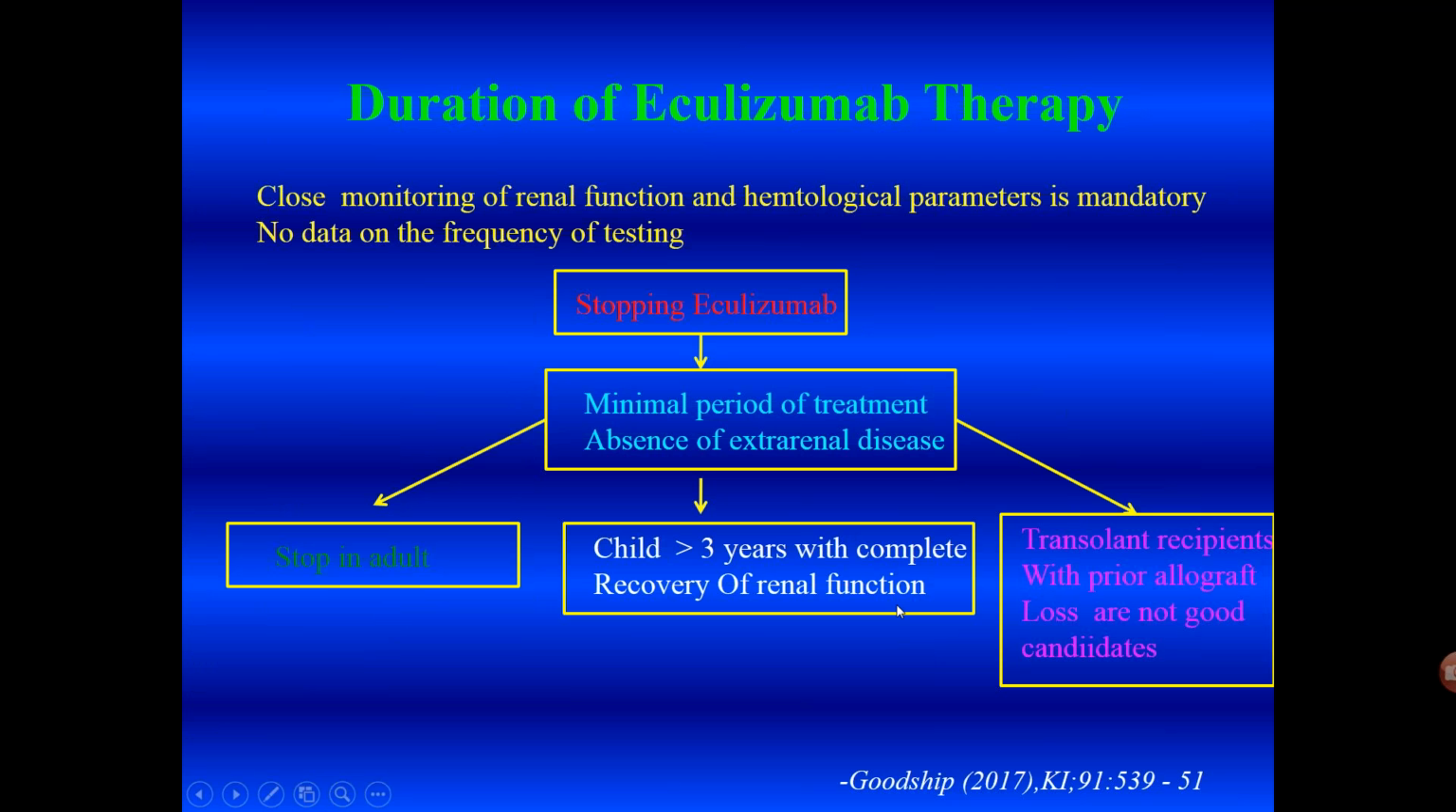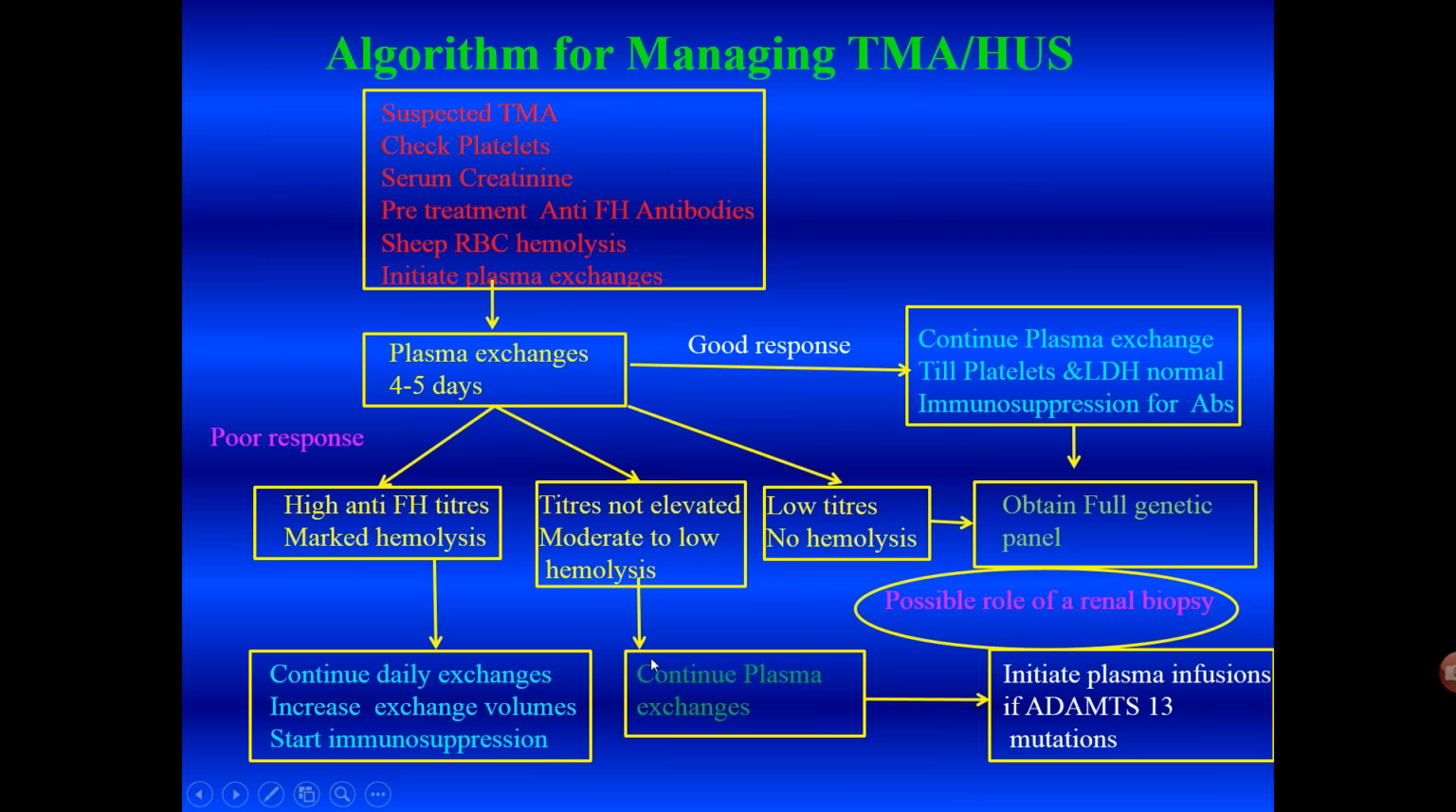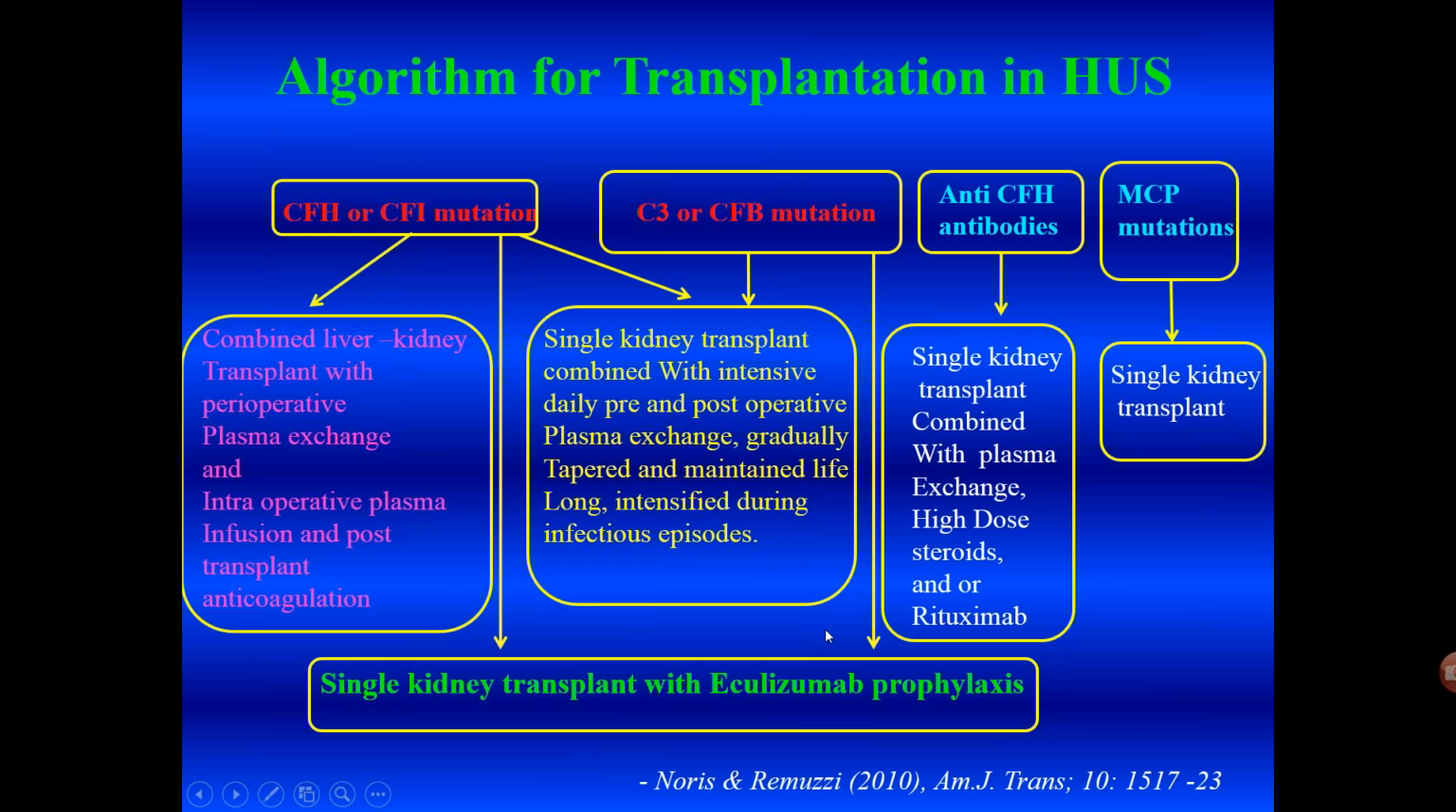But when can Eculizumab be stopped? Well, in adults, we don't really know. In a child who is more than 3 years of age with complete recovery of renal function, a minimal period of treatment, absence of extrarenal disease, we may stop. In a transplant recipient who has lost 1 allograft, perhaps Eculizumab cannot be stopped. So I showed you Catalan's algorithm which looked at Eculizumab. If we don't have Eculizumab, but we do know that a large number of our patients have antibodies, we would continue plasma exchange, add immunosuppression, and when would we stop? Perhaps there is a role for a renal biopsy before stopping.